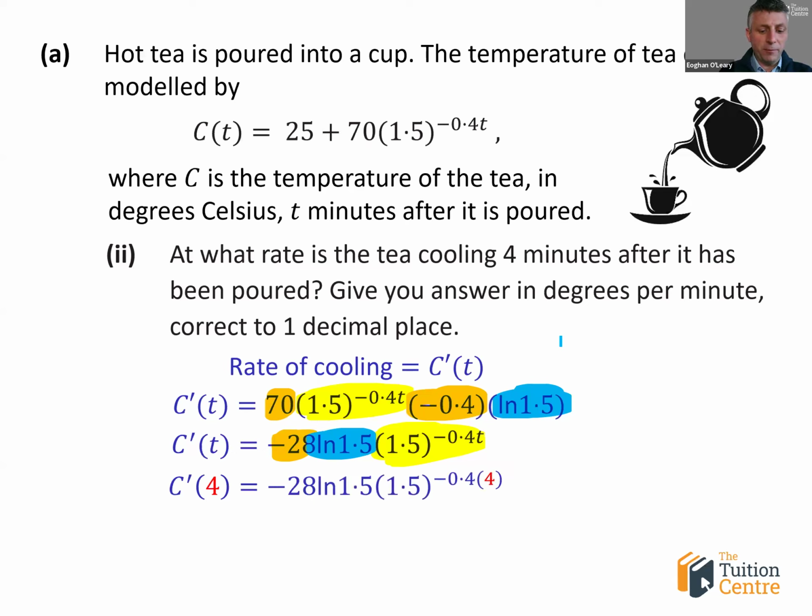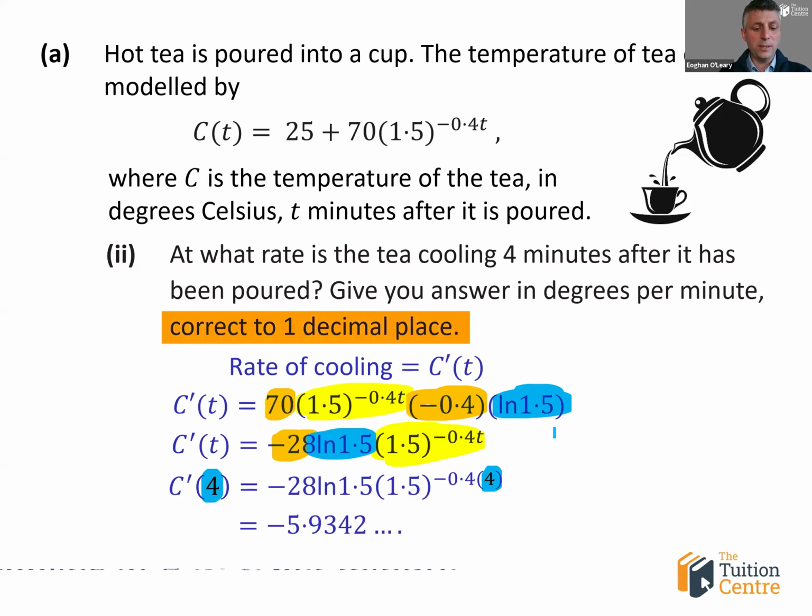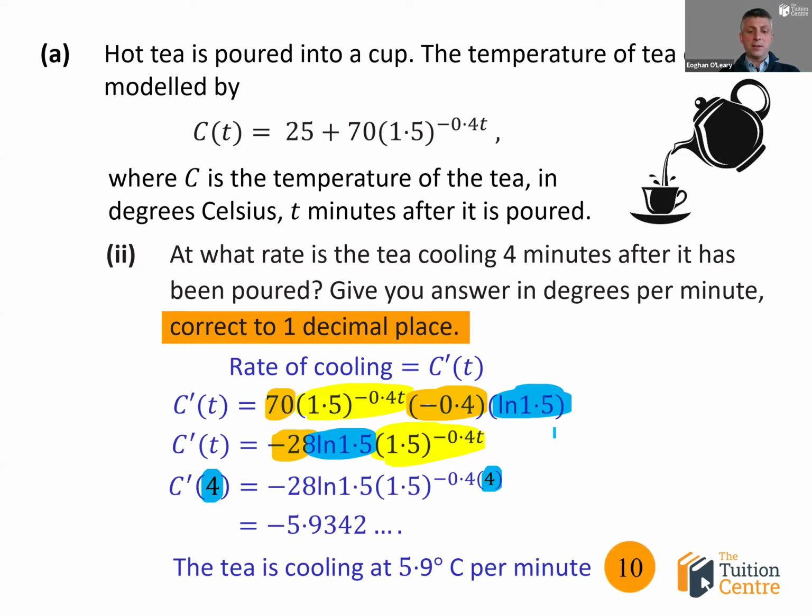So when we put in 4 then for T, we're going to now be able to type that all into the calculator and get minus 5.9. We want to correct to 1 decimal place, so it is minus 5.9. The tea is cooling at 5.9 degrees per minute. So 10 marks for that. There is quite a little bit of work in that. There's a lot of places where people could go wrong. I could imagine people going wrong with the ln 1.5, or even if they had that, they might forget the minus 0.4.